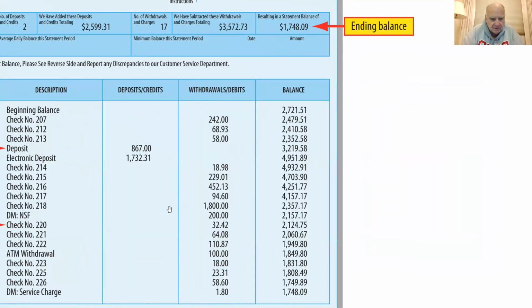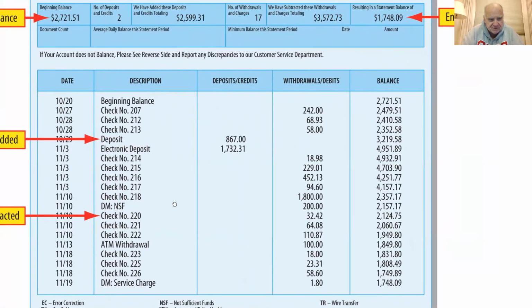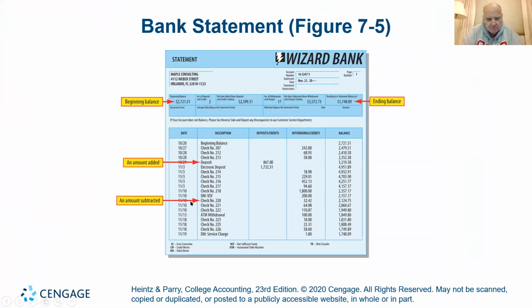So there you go. And look what we see on this side here. We see the dates that the bank processed this activity. We see those dates and we see, okay, here's a check that reduced our balance. Oh, we deposited money, and then a whole pile of checks. Ending balance is 1748.09, okay?